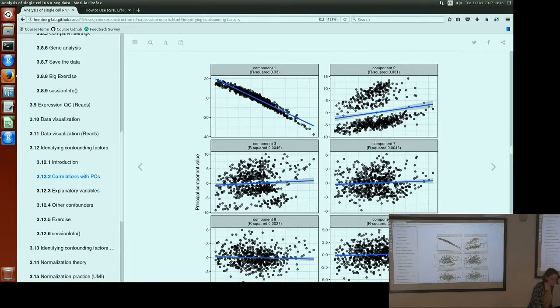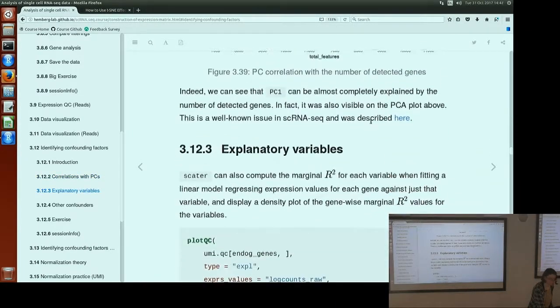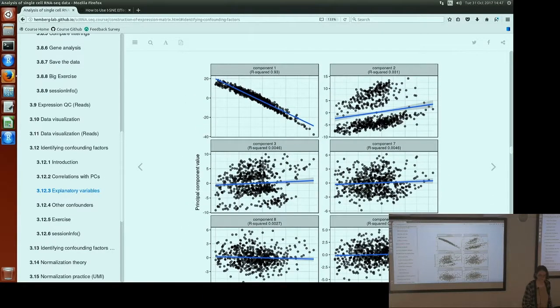Everyone understands that plot? If you would like to define component 1 as a basic one, how would you define it? Component 1 is the component that explains the largest amount of variability in your data. So here it's saying the largest source of variability is the total number of detected genes.